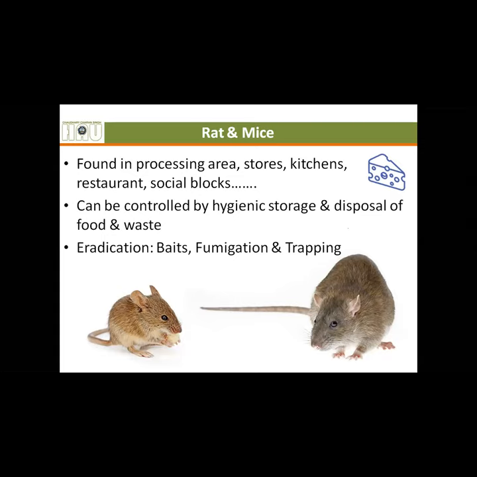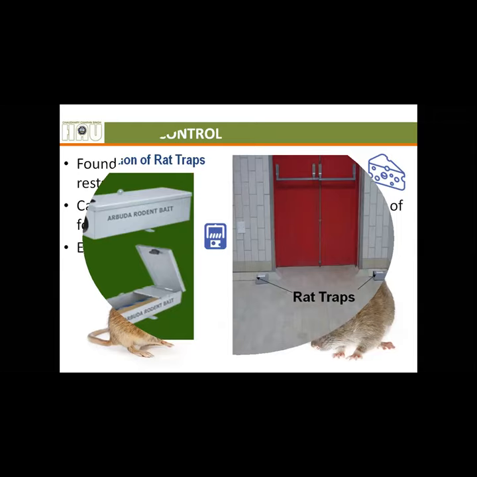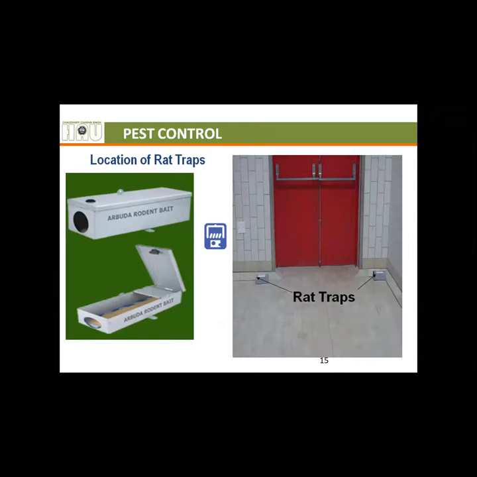So how to eradicate those? We can use baits for that, fumigation and trapping we can use. How to trap all this? In between, this yellow, blue one is the trap over there. And all these are traps. Where to place all those traps: because rodents have the habit of moving near the wall, always place your traps near the wall. Sometimes these traps contain glue pads also to facilitate more trapping of these rodents.